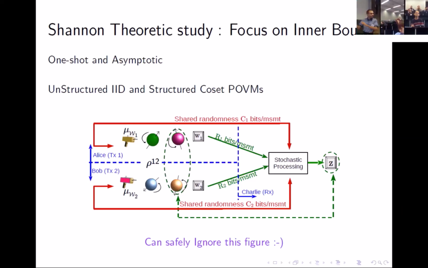This picture is a little complicated, but I will build upon it slowly. So you will see it come along. Essentially, you see the same thing here. I have a bipartite state.